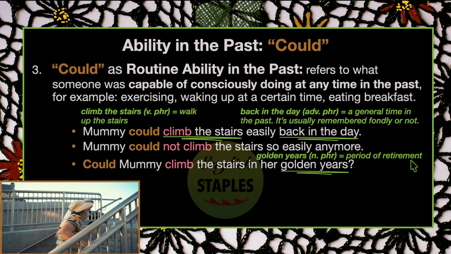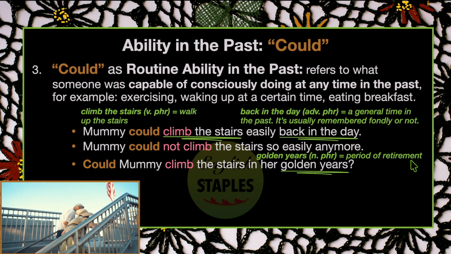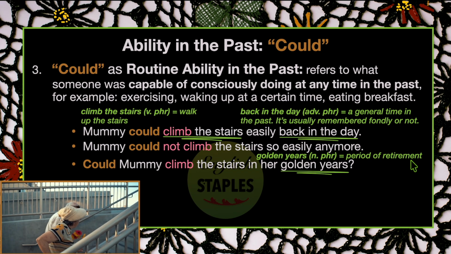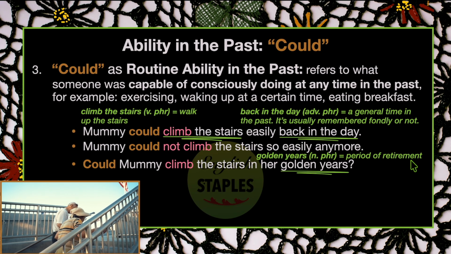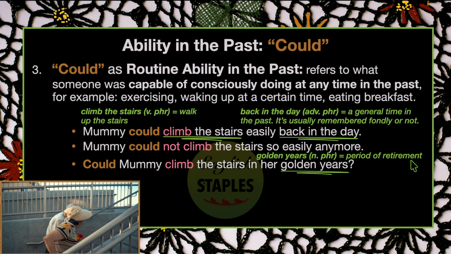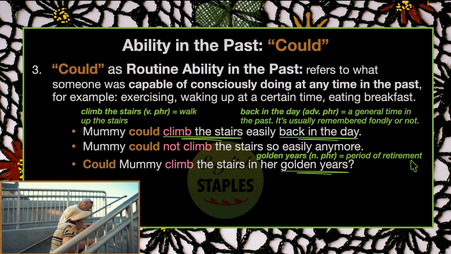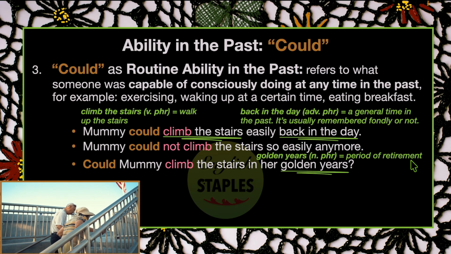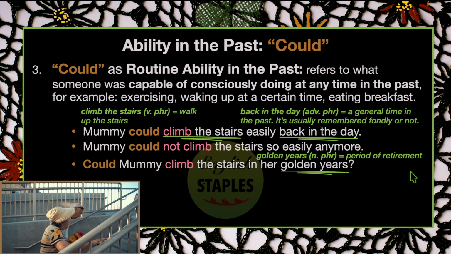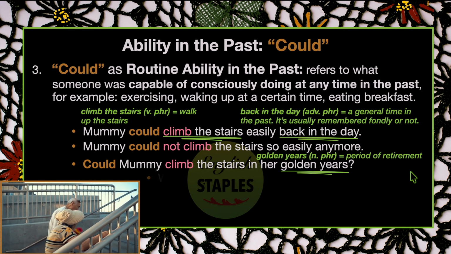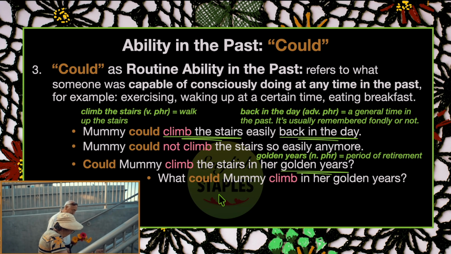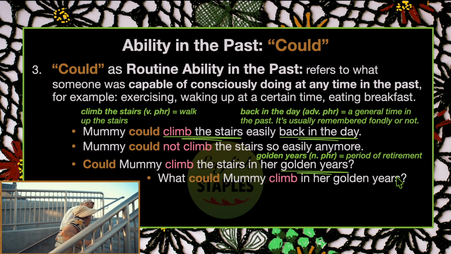And this period of retirement varies from country to country. In some countries, it's people somewhere in your 50s. Here in the US, formally it's 65 years old. Of course, some people retire later or earlier. And in some countries, it might be later than 65. That varies. WH question: what could Mummy climb in her golden years?